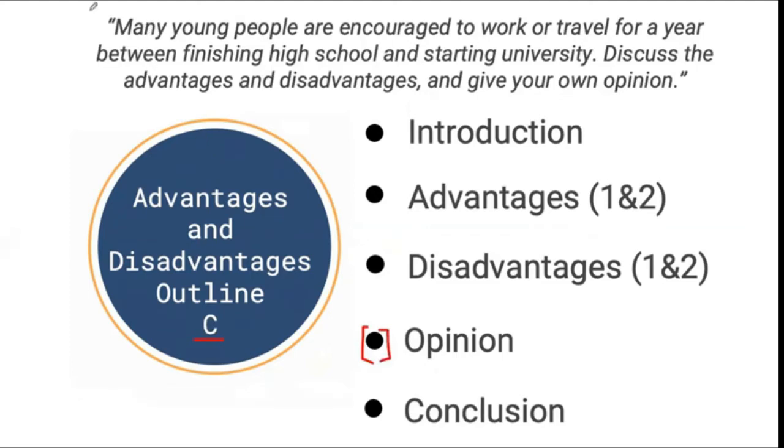Let's go ahead and read the prompt. Many young people are encouraged to work or travel for a year between finishing high school and starting university. Discuss the advantages and disadvantages and give your own opinion. So it's very clear. It will tell you to give your opinion and you'll know to designate an area for that. This outline will look like this. You'll have an introduction, your 2 advantages in the second paragraph, your 2 disadvantages in the third paragraph, your opinion in the fourth paragraph, and then a conclusion. So note that outline C has 5 paragraphs, whereas the others have 4 paragraphs.